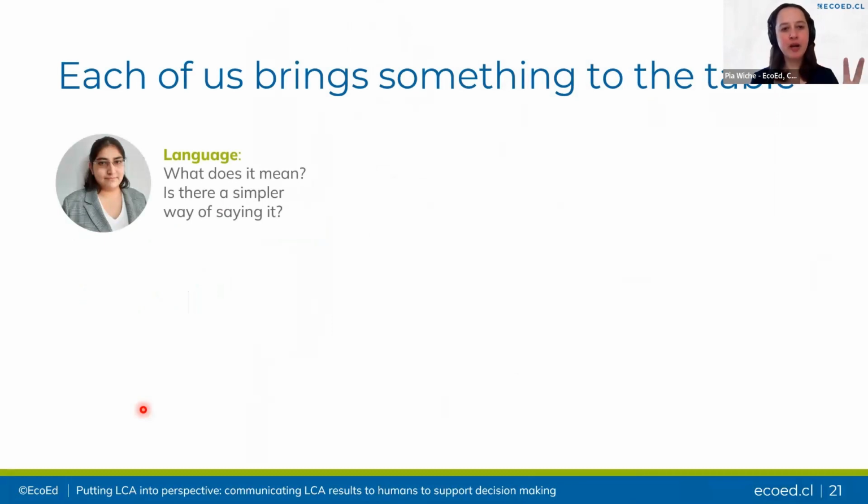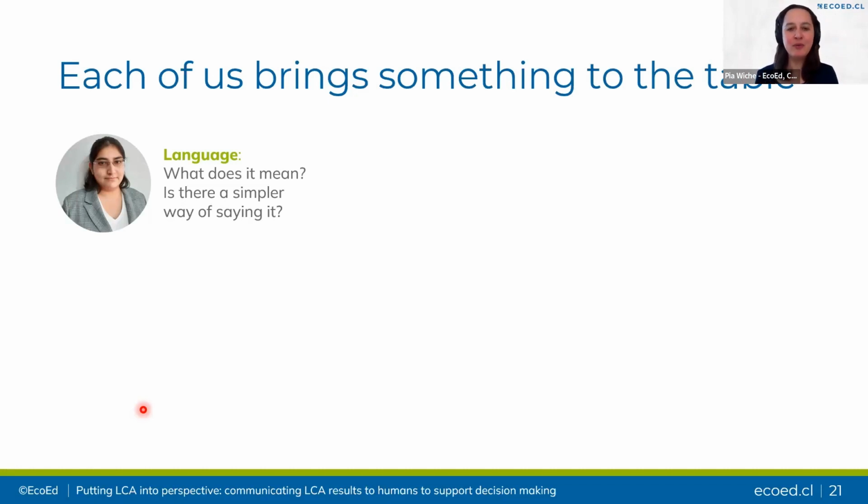We have our colleague Barbara. She is a translator. She works in administrative processes here at ECOED, and she's always asking things like, what does it mean? She knows nothing about LCA. Math is not her thing. She's a woman of letters and writing. So she's always asking, okay, but what does that mean? Is there a simpler way of saying it? I don't really get it.